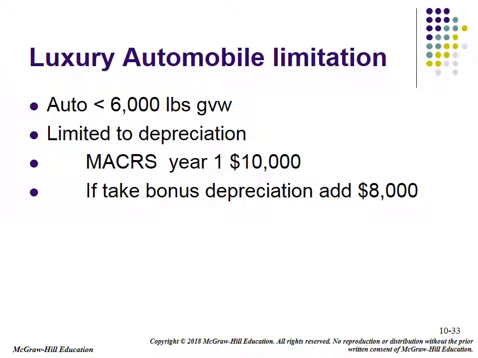So if you buy a vehicle for $55,000 and its gross vehicle weight is less than 6,000 pounds, and you can use half-year convention. It's a 5-year asset. You would take 55,000 times 20%. That gives you $11,000 of depreciation, assuming you use 100% business. Well, this limitation only allows you to deduct $10,000 in year one of that calculation.